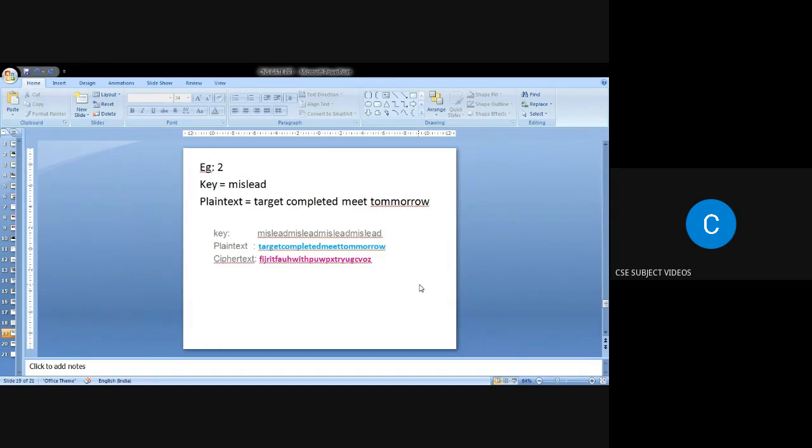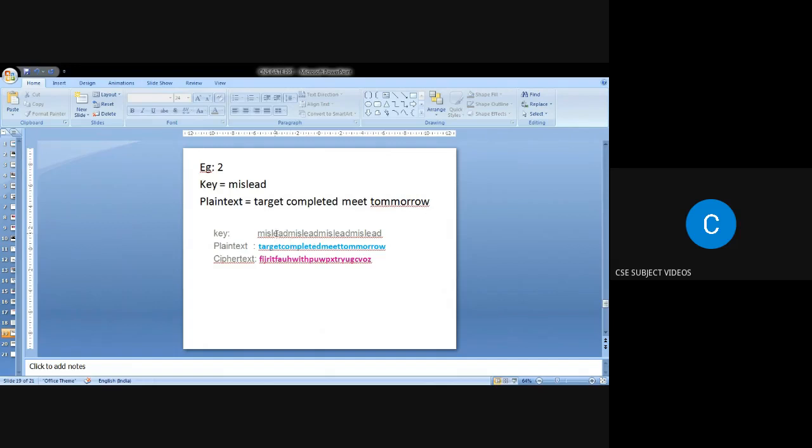So we can also go with the next problem, that is "mislead". You can take the keyword "mislead" and the plain text to be "target completed meet tomorrow". Is it clear? Now you have to arrange the plain text and the key so that both the lengths are the same. The length of the word "mislead" is 7, but the length of "target completed meet tomorrow" is 28. So now what do we have to do?